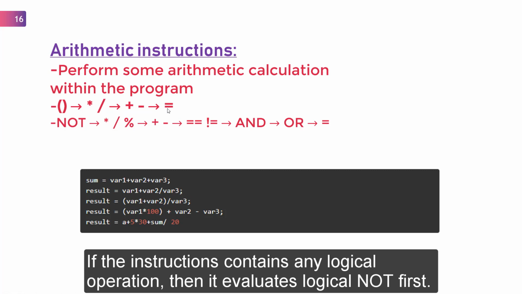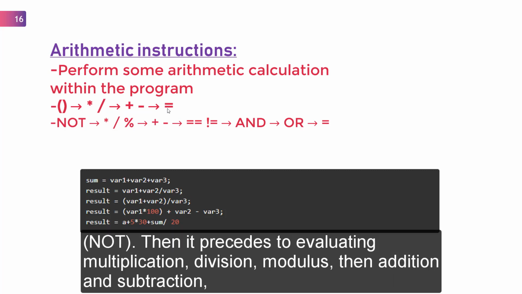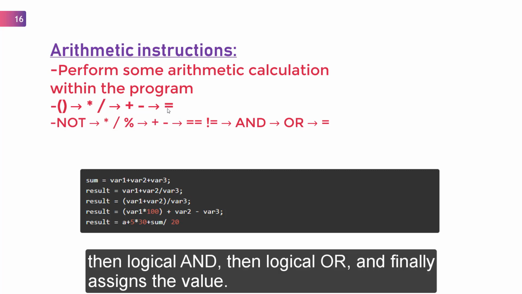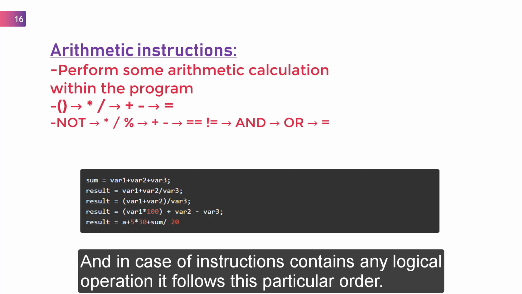If the instruction contains any logical operation, then it evaluates logical NOT first. Then it proceeds to evaluating multiplication, division, modulus, then addition and subtraction, then relational operations like double is equal to or not is equal to, then logical AND, then logical OR, and finally assigns the value. In case the instruction contains any logical operation, it follows this particular order.